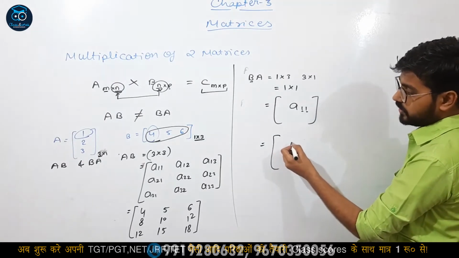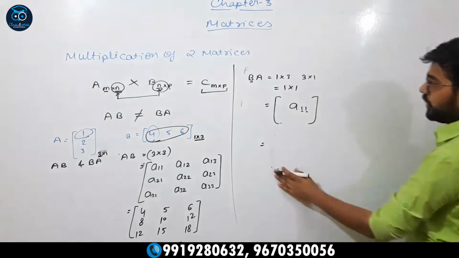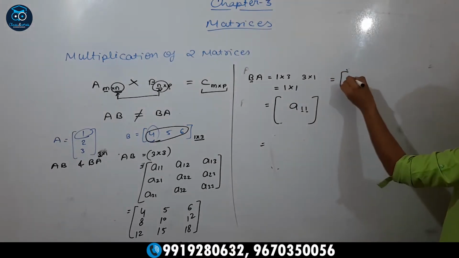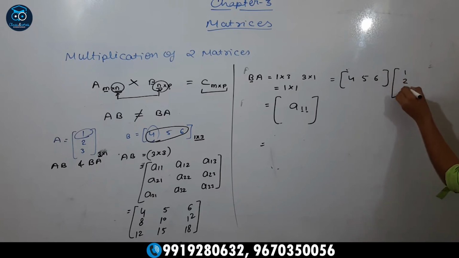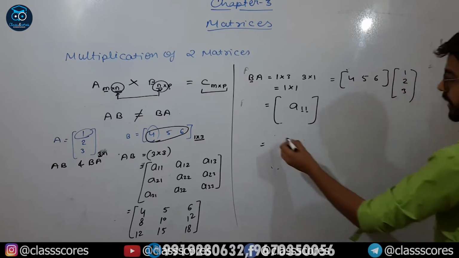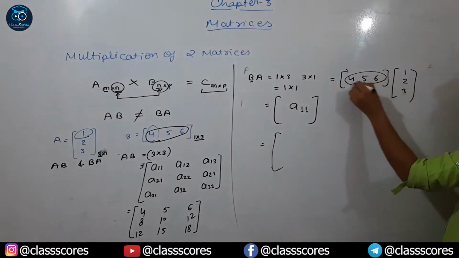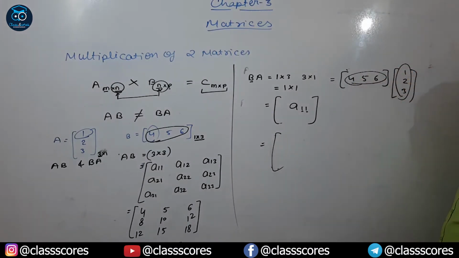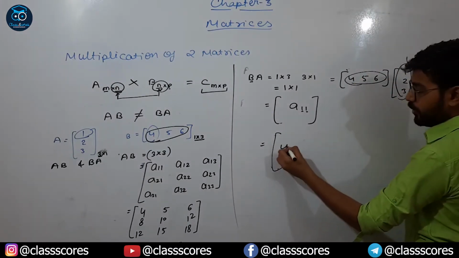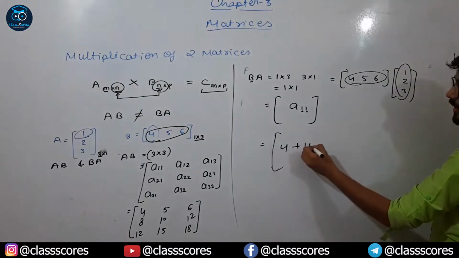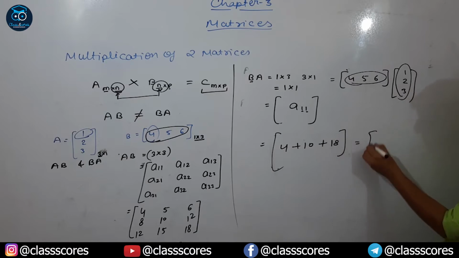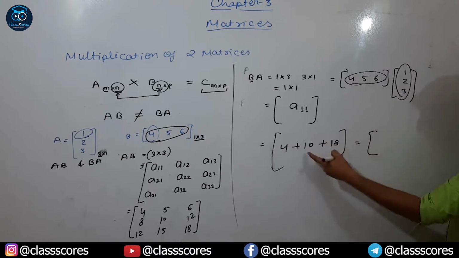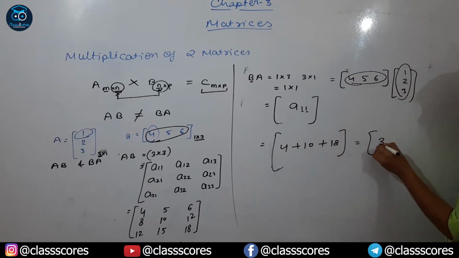4, 5, 6. Before multiplying, we can write 4, 5, 6 and the multiplication of 1, 2, 3. Now we can clearly observe the first row for this and the first column for this. Multiply 4 into 1, 4, plus 5 into 2 is 10, plus 6 into 3 is 18. So when we add this, we get 28 plus 4, that is 32, and this is the required answer.